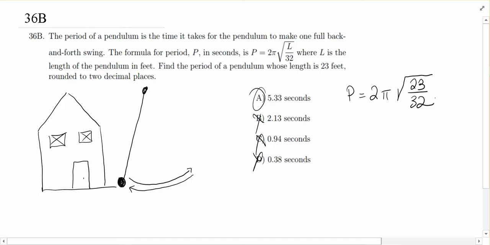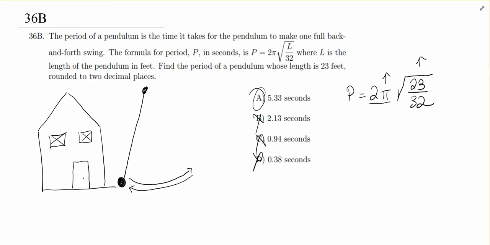Now, even without a calculator, when I look at 2 pi, pi is 3.14. Let's do a ballpark figure of 3. 2 times 3 is 6. We've got the square root of roughly 2/3. That's going to end up getting you something slightly bigger than 2/3 when you take the square root. So if you take 2/3 of 6, that is 4. We're going to have something slightly bigger because pi was actually bigger than 3, and this is actually bigger than 2/3. So we know we're going to end up with something bigger than 4, and the only thing up there bigger than 4 is 5.33.